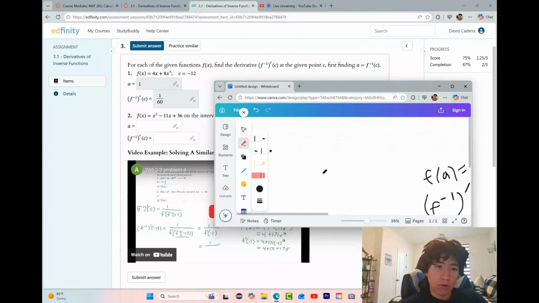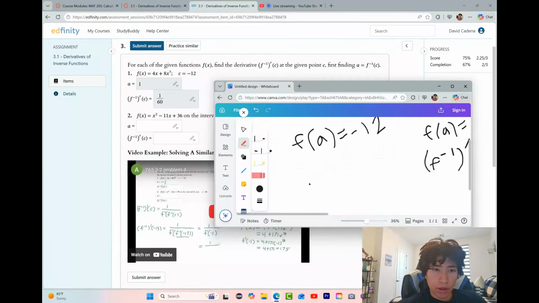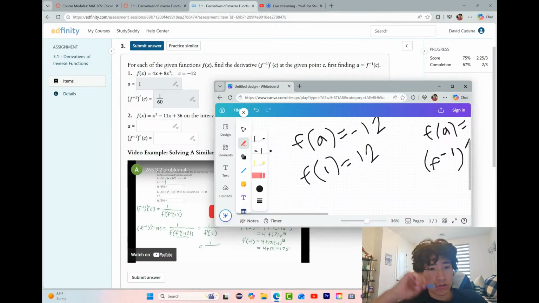Okay, hold on. Where are we? So f of A equals C. So that means that there's a certain A such that f of x evaluated at A equals negative 12. And f of 1 equals, oh, it equals 12, not negative 12. Interesting. So what should A be then?